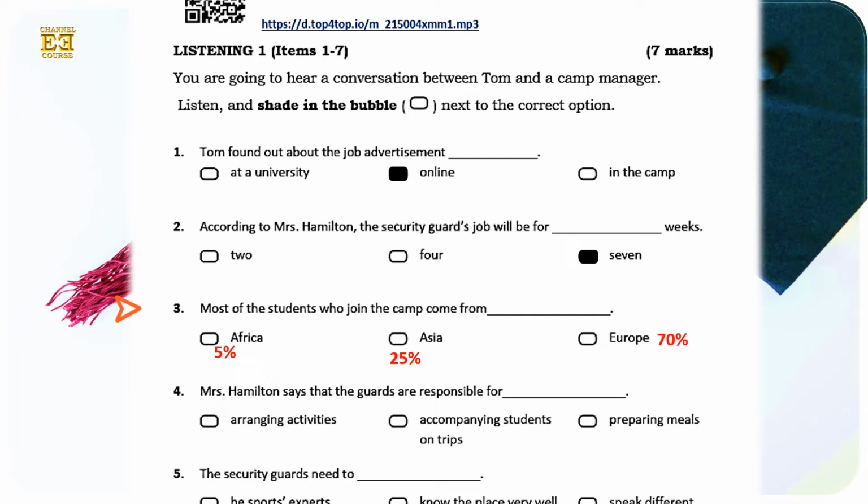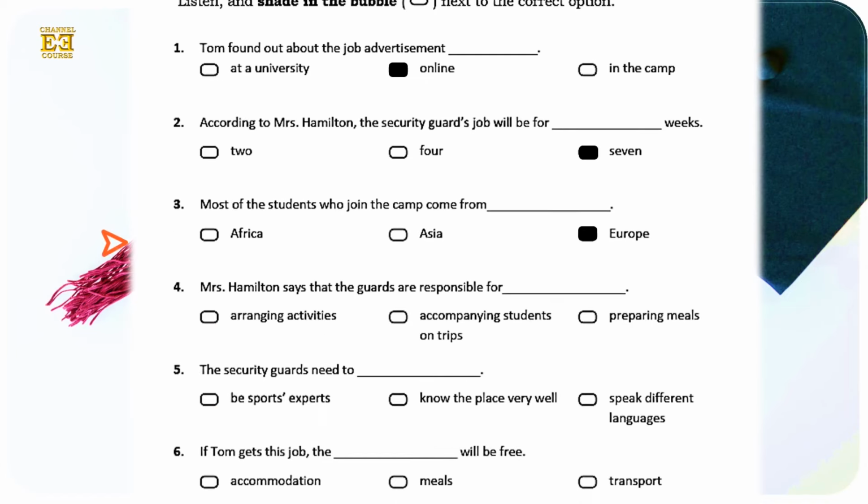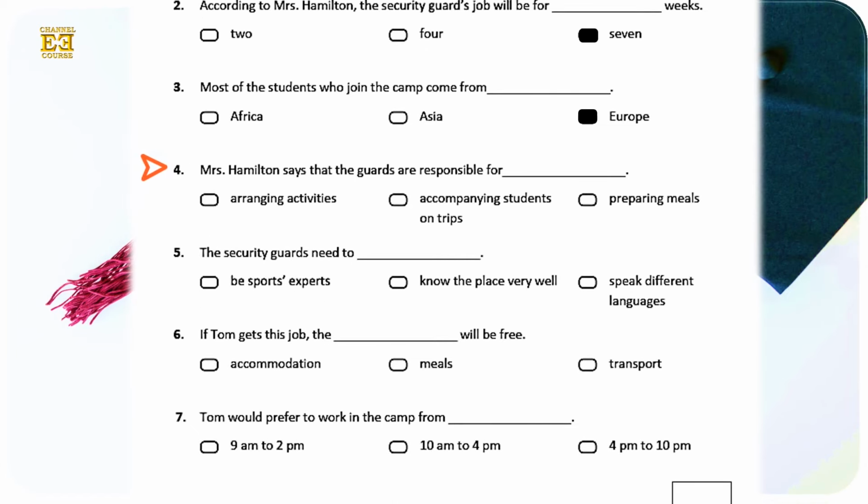The remaining 70% come from Europe. Oh, but I don't speak any language other than English. Don't worry about that. They all have to speak in English. Sometimes you'll need to speak more slowly and clearly so they understand you. Can you give me some more details about the job, please? Mainly, the job is to ensure students' safety. For example, making sure the accommodation is secure and that they follow safety rules when on trips.